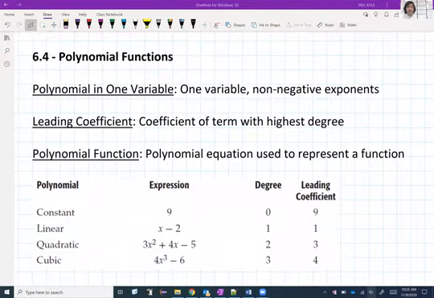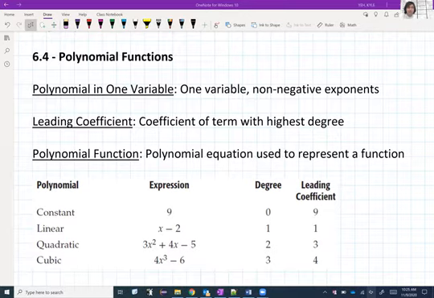Hey guys, this is going to be my video on 6.4 from our textbook, which talks about polynomial functions and their shapes, what we can expect from them, as well as end behavior expressed in something called limit notation, which is going to be huge moving forward into higher levels of math. And so we're going to be covering all that, giving you an intro into limits. And so here we go.